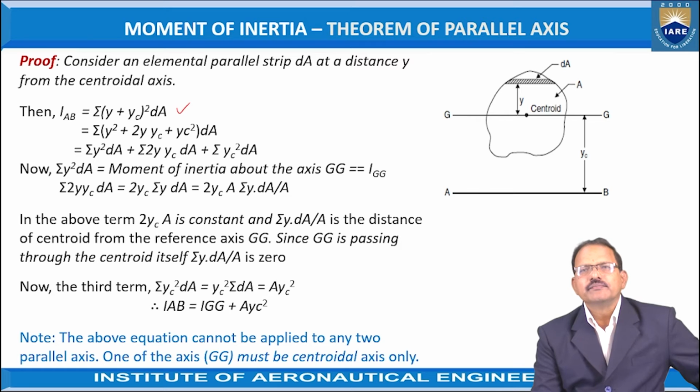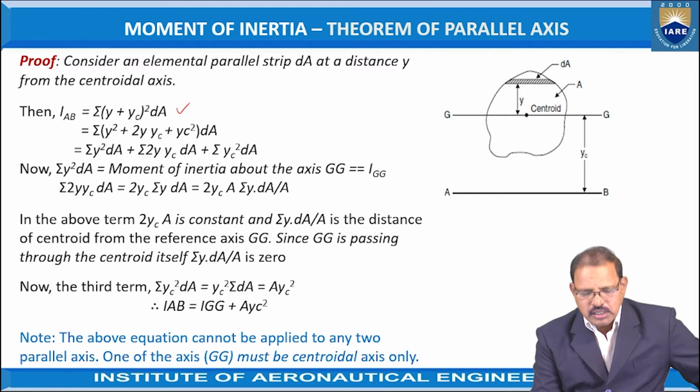Now the remaining term, sigma yc square into dA, is representing the area, because yc is a constant now. Sigma dA is equal to A, hence it is treated as area multiplied by the square of the distance between the line AB and GG. So the conclusion is IAB is equal to IGG plus A yc square.